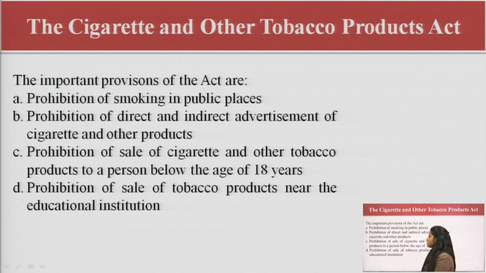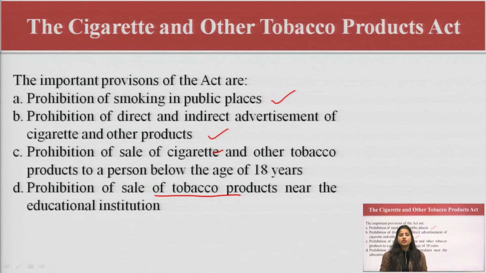Under this there is a prohibition of smoking in public places. Then prohibition of direct and indirect advertisement of these products, meaning the cigarette or other products related with it. Then there is a prohibition of the sale of cigarettes and other tobacco products to a person who is below the age of 18 years. Then there is a prohibition of sale of tobacco products near educational institutions. So, these are some of the provisions under the Cigarettes and Other Tobacco Products Act.